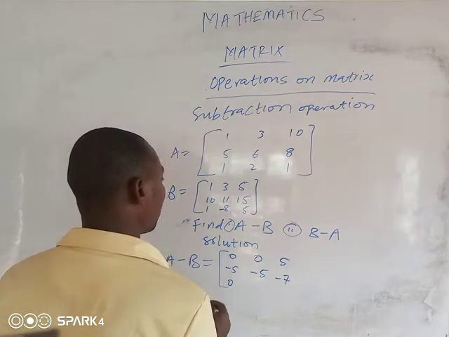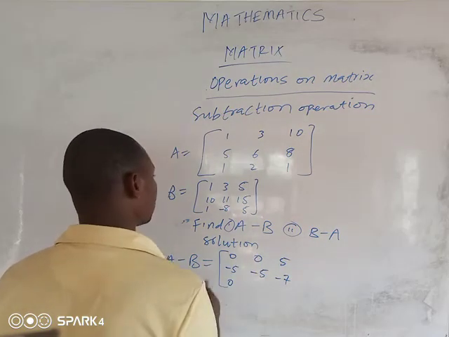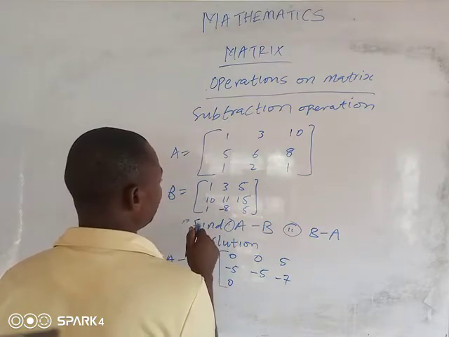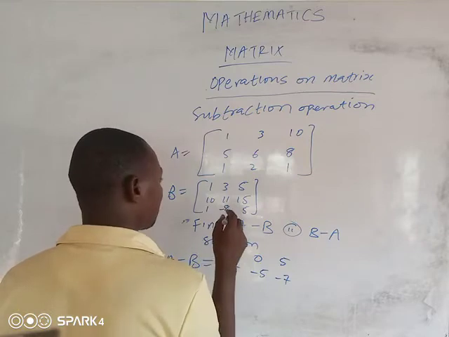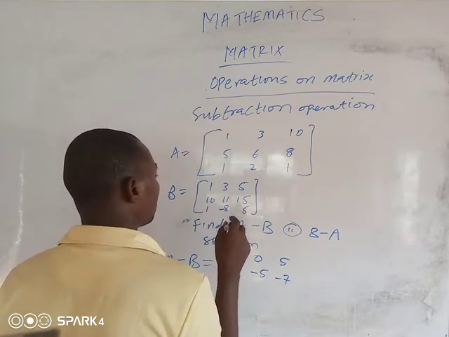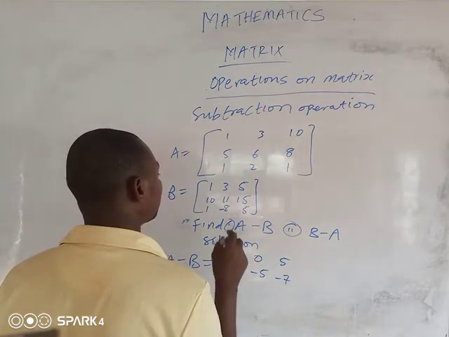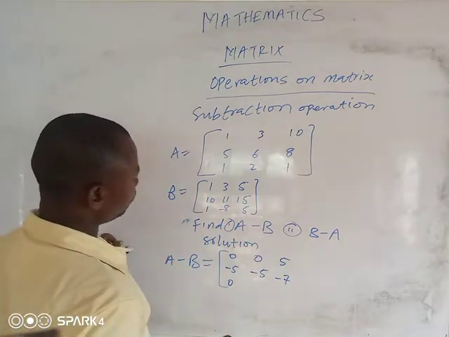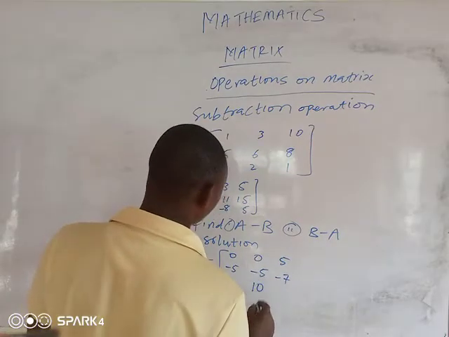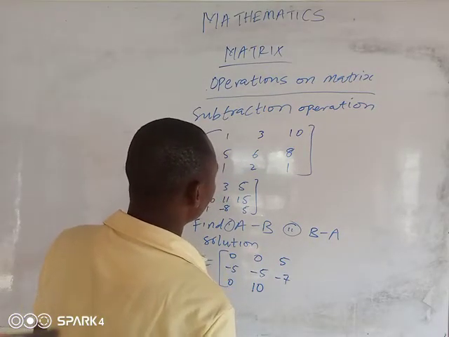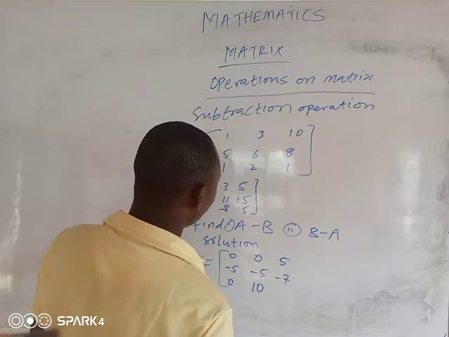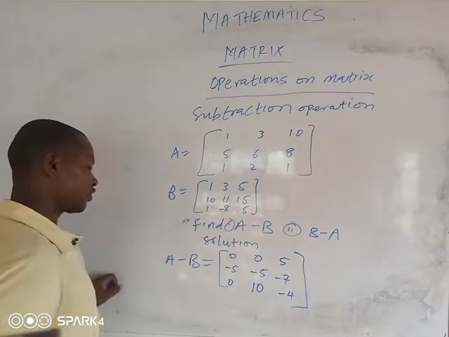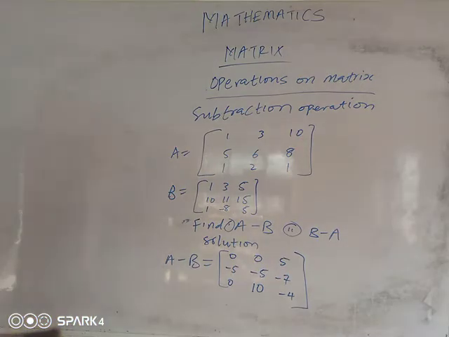2 minus 8. Yes, there's a minus already, but this 8 also has a minus. So 2 minus 8 is going to give us 2 plus 8, because minus times minus is a plus. So 2 plus 8 gives us 10. Then we also have 1 minus 5, which gives us minus 4. Okay? This is the matrix A minus B.